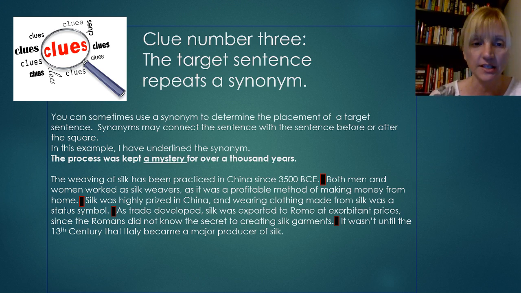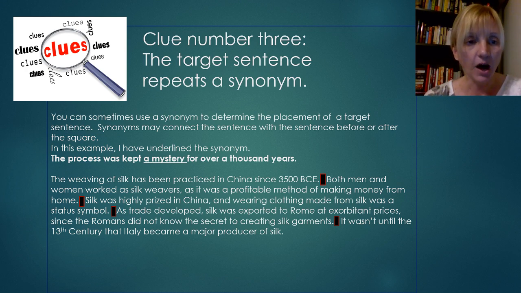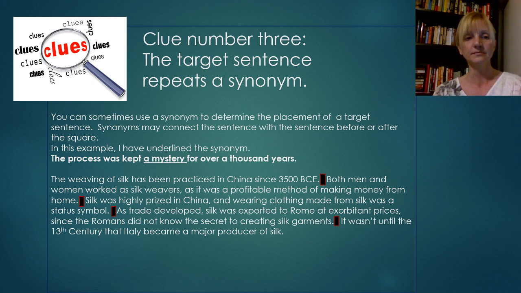Let's look at the target sentence, and I have underlined what I want to draw your attention to as a synonym. Here, it's a mystery. The process was kept a mystery for over 1,000 years. So pause the video and try to determine where this sentence best fits.